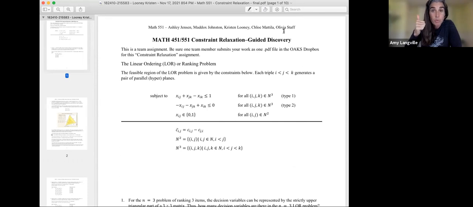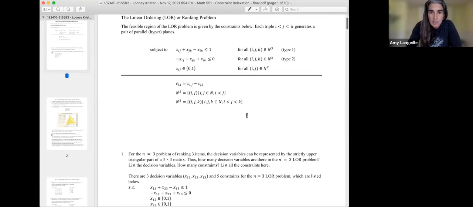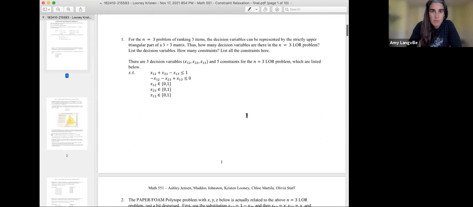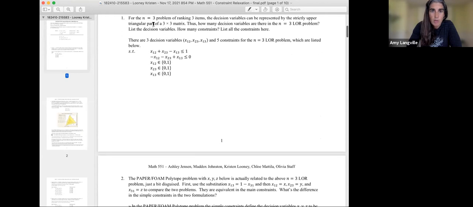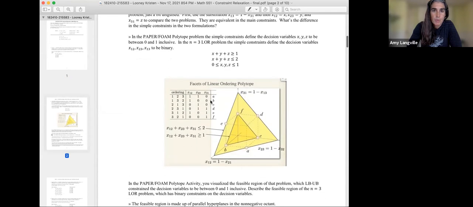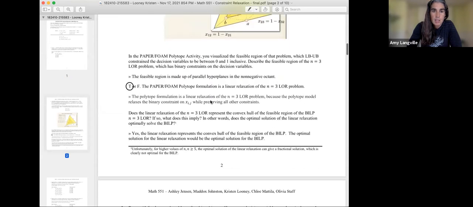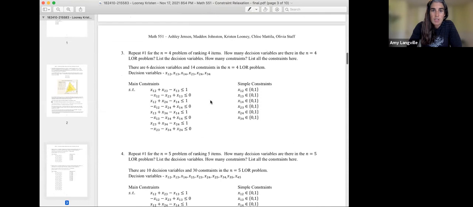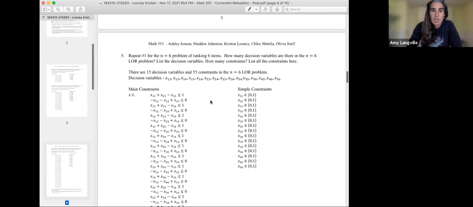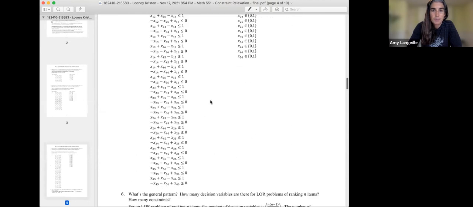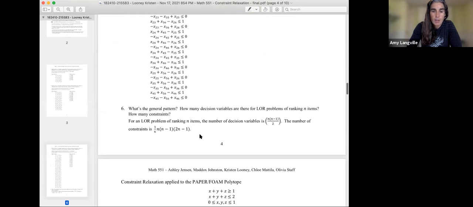This group though, new super group, and I think all the groups did great job on these introductory problems, like noticing the pattern 3 and 5 with a number of variables and constraints. And then the problems growing 6 and 14, 10 and 30, and then 15 and 55. And everybody did a great job finding the pattern there.